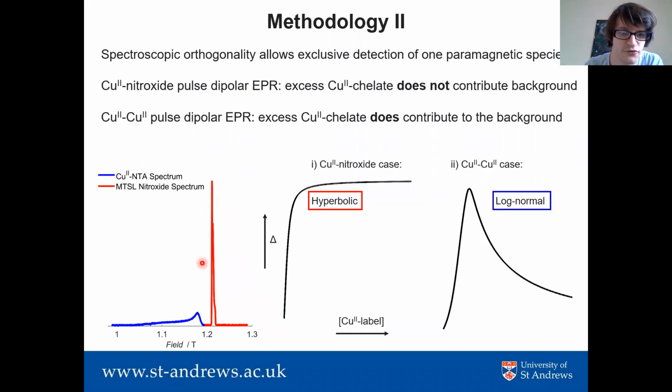If instead we move to the maximum of the copper chelate spectrum, then we see that our modulation depth profile is log normal with respect to increasing copper-2 label, because in that case, the copper chelate will contribute to our background, and this will detriment our sensitivity at higher excesses.